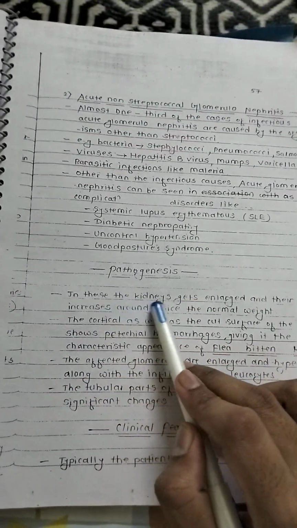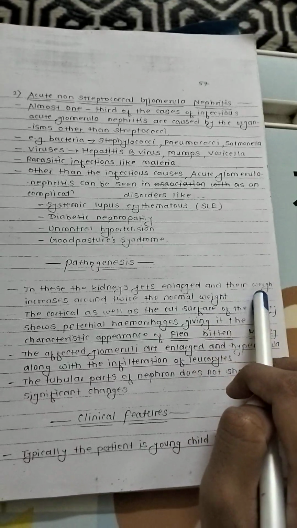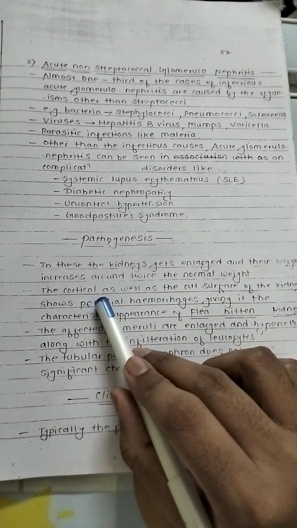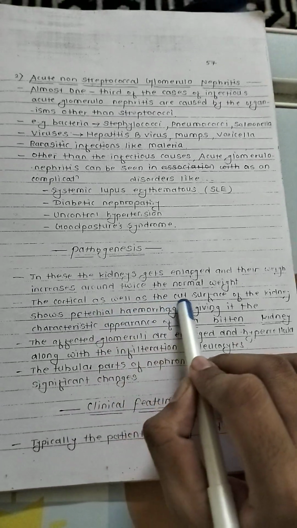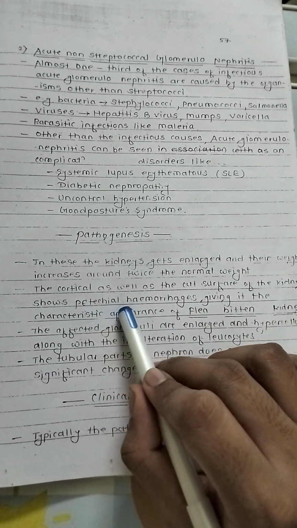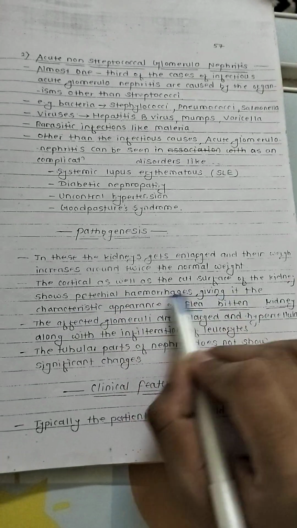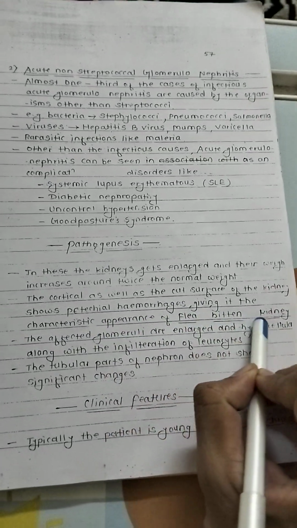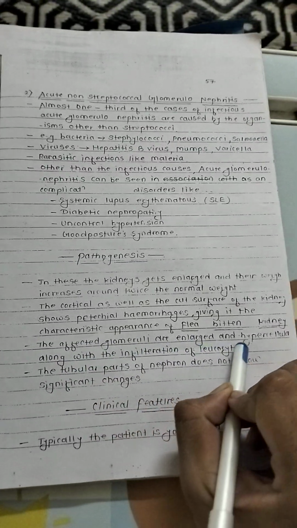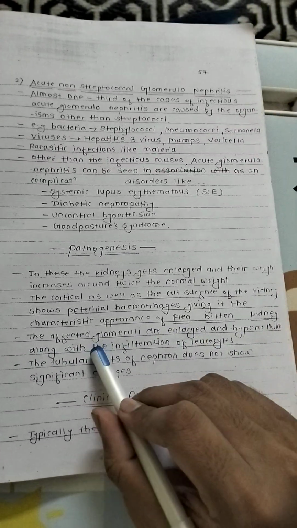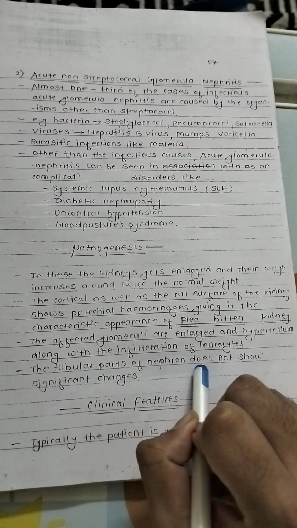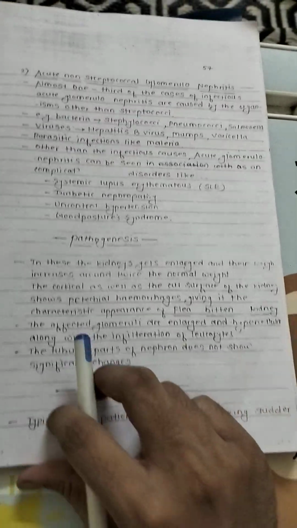Pathogenesis. In this condition, the kidney gets enlarged and its weight increases to around twice the normal weight. The cortical as well as the cut surface of the kidney shows petechial hemorrhages, giving the characteristic appearance of a flea-bitten kidney. The affected glomeruli are enlarged and hypercellular along with infiltration of leukocytes. The tubular part of the nephron does not show significant changes.